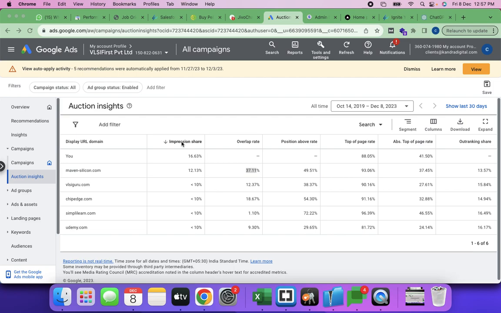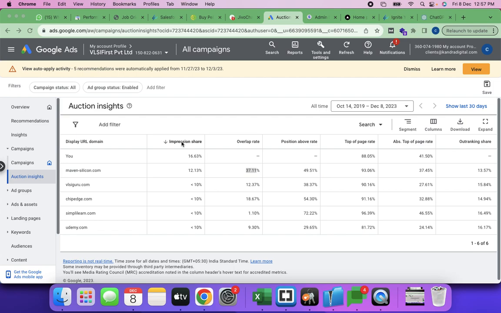Now, you are called student A and they are called student B. Now the second case: you are student A and student C. You have attended 100 classes and student C has attended 20 classes. Now the overlap rate is 20 percent.